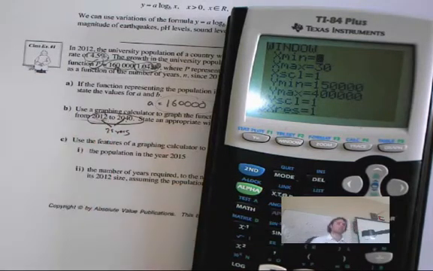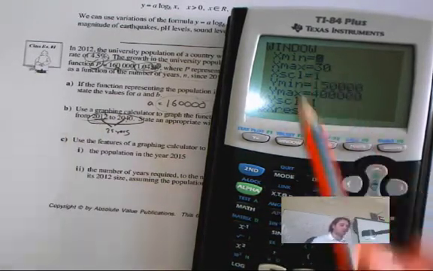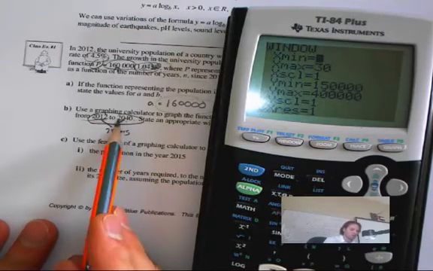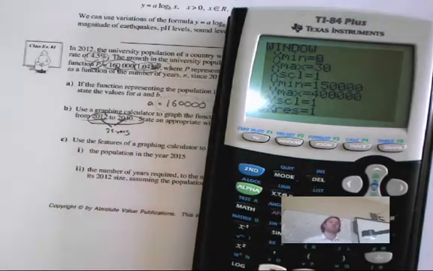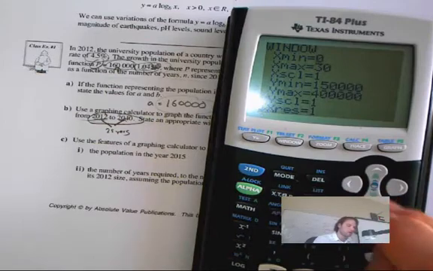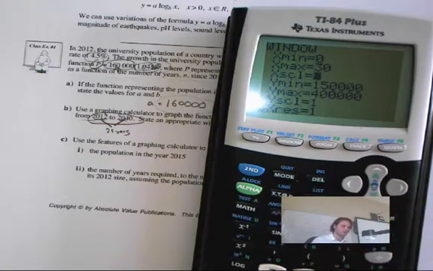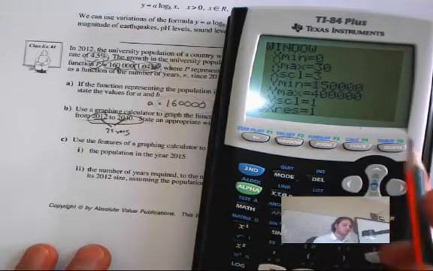Notice I didn't put 2012 for my x min. No, I put 0 because that is year 0. Okay? Then for my max years, I said 30. I went a little bit beyond here. That's going to be 2042. That's okay, I just went a little bit beyond. And maybe I should count by threes instead of ones. Okay? So I'm counting by threes. That's my scale.